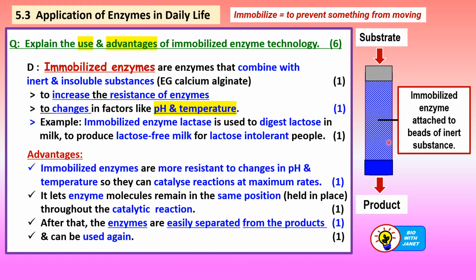After that, the enzymes can be easily separated from the products. The product will flow out here. The enzymes remain inside the column here. So they can be used again to catalyze further reactions.